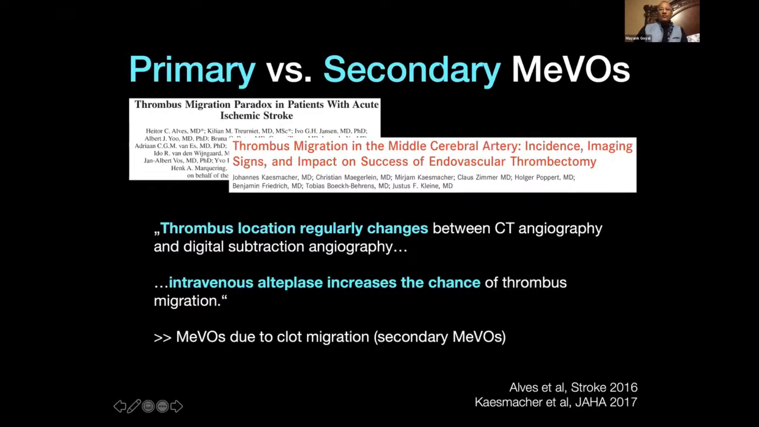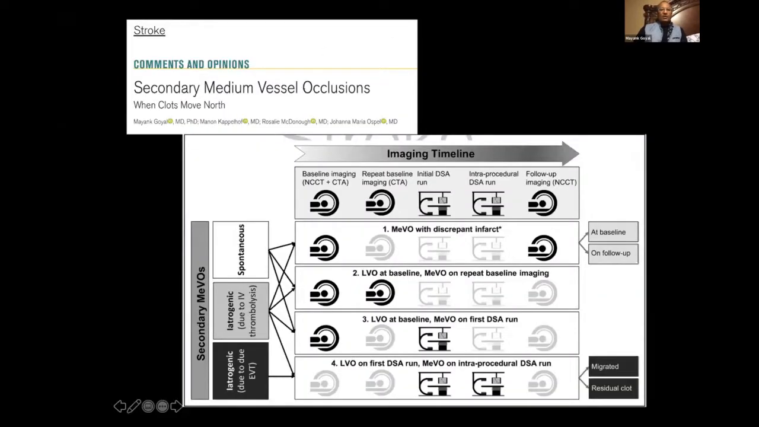There is also the issue of primary versus secondary MeVO. What do we mean by that? Primary MeVO is when the clot escapes from somewhere, carotid or heart, and goes straight into a medium-sized occlusion. The second is an M1 occlusion that broke away and went into the M2. We recently put out a definition for secondary medium vessel occlusion. We call it when clots move north. There are different ways to define it: based on timing, based on discrepant infarct, or if the patient comes from a primary stroke center where the imaging was one way and now comes to another place where the imaging is another way, and so on. That's how we define secondary MeVO. That will become critical as we move forward with the design and conduct of a MeVO trial, where we'll primarily want to enroll primary MeVO.